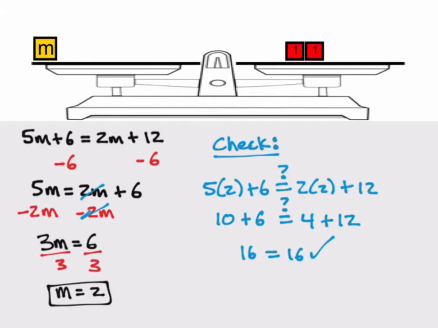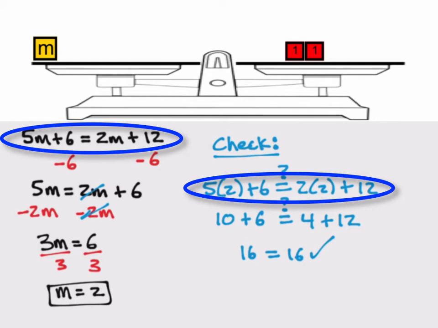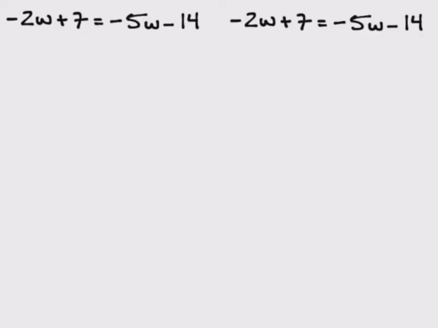Awesome. So if m is equal to 2, then both the left and right hand side of our original equation are 16, and so 2 is the solution to that equation.